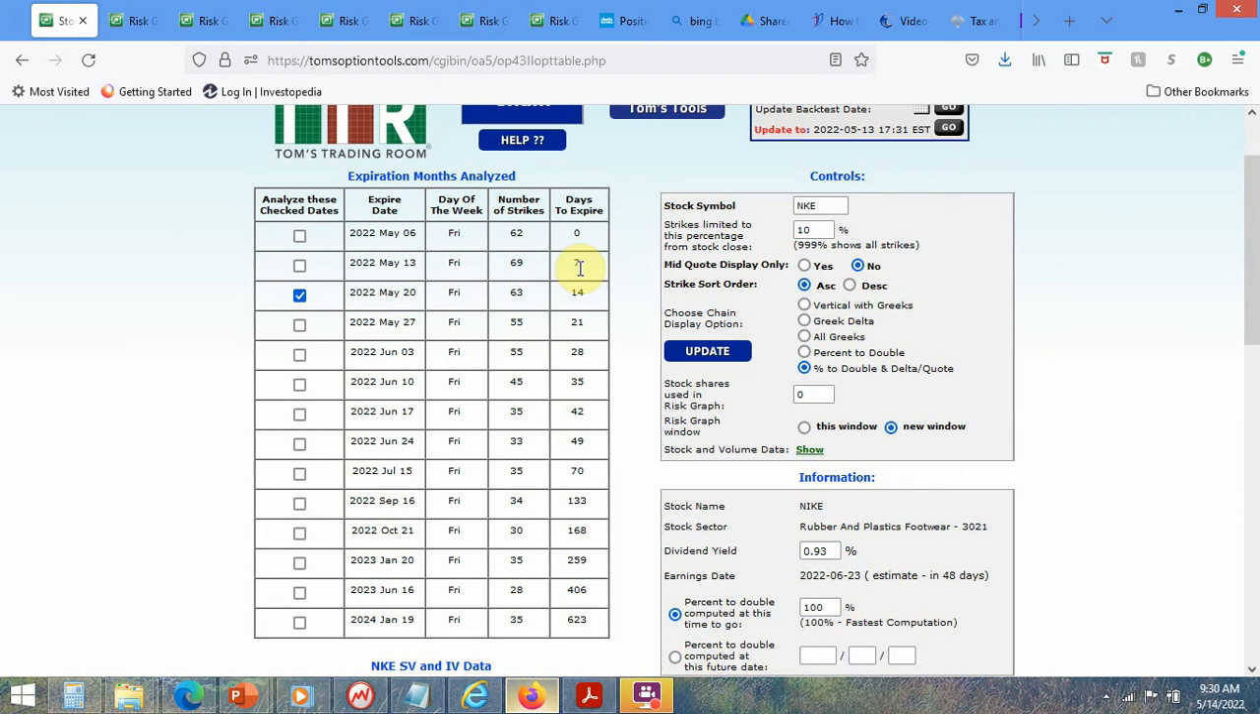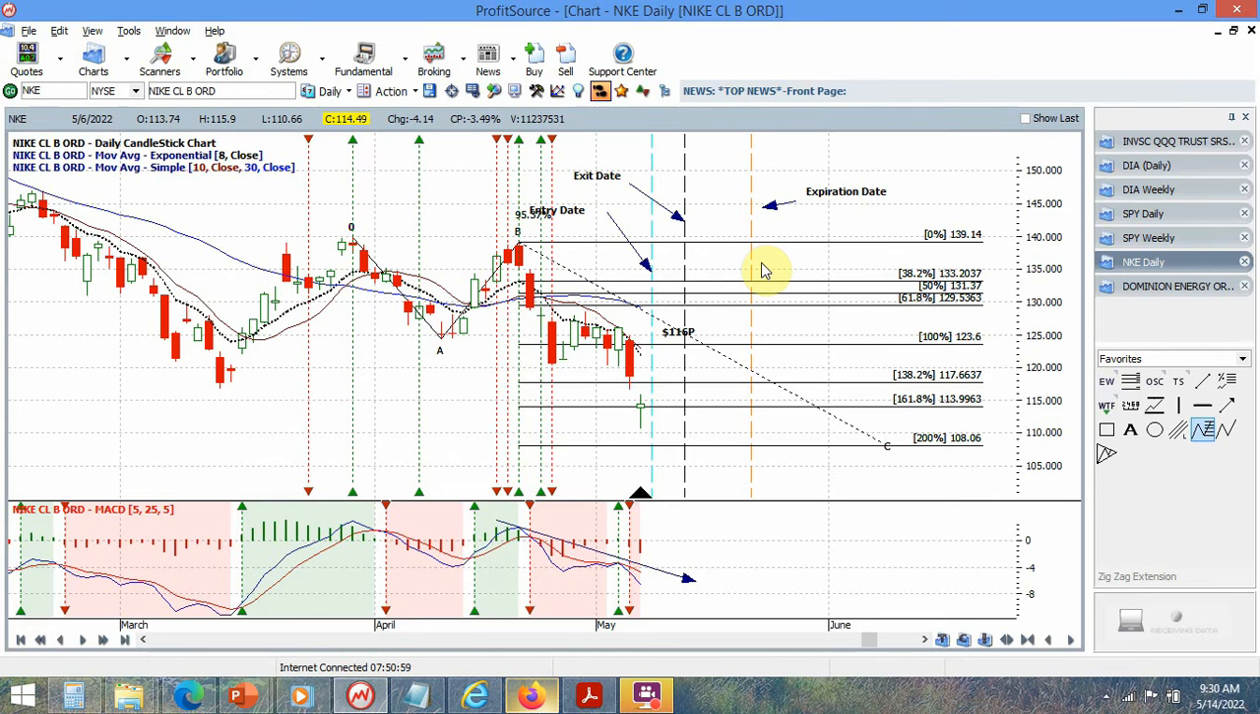There is a May 13th, but I don't like going on the exact day, so I go out to the next expiration date, which is May 20th. And as you can see, that was May 20th. If I put that here and you look down the bottom, that's May 20th. So I bought a little bit extra time there.